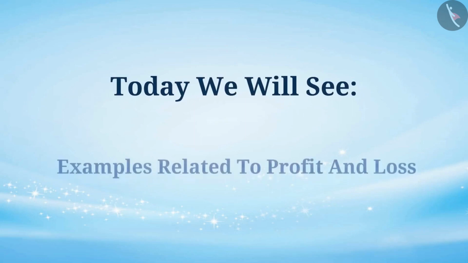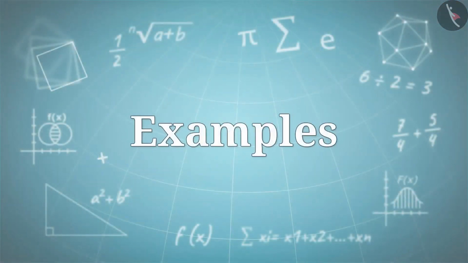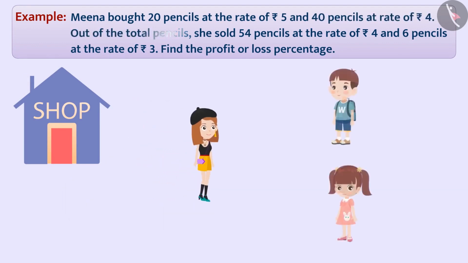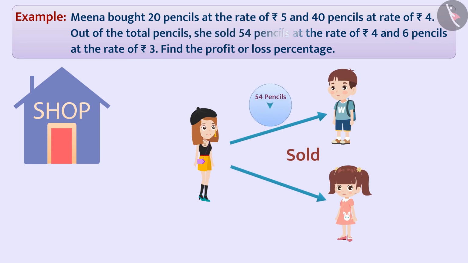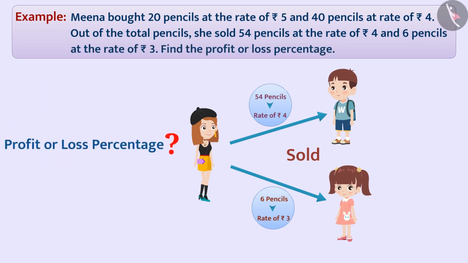Today we will see examples related to profit and loss. Meena bought 20 pencils at the rate of 5 rupees and 40 pencils at the rate of 4 rupees. Out of the total pencils, she sold 54 pencils at the rate of 4 rupees and 6 pencils at the rate of 3 rupees. Find the profit or loss percentage.